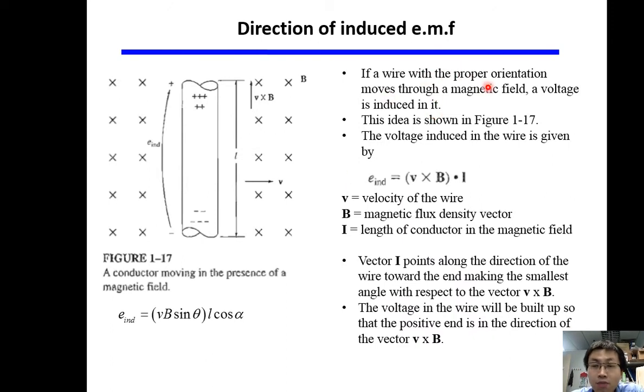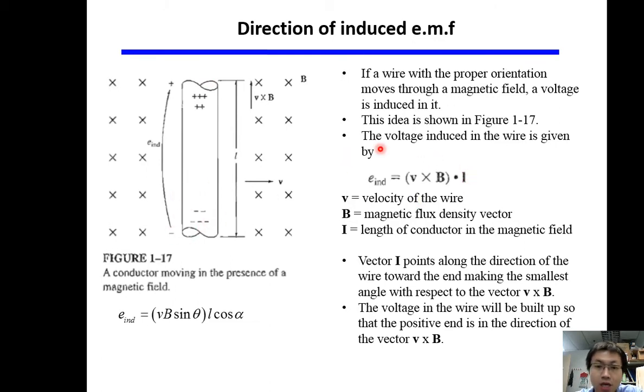For example, if a wire with the proper orientation moves through the magnetic flux field, a voltage is induced in it. The idea is shown in figure 1, this one. B, the magnetic flux, is going through this paper, and the conductor is moving to the right side. So the current will flow upwards. When current flows upwards, it is actually a battery, which means when we connect this to a resistor, the current will go through in this direction, right? So this will be our positive polarity, and this will be our negative polarity.